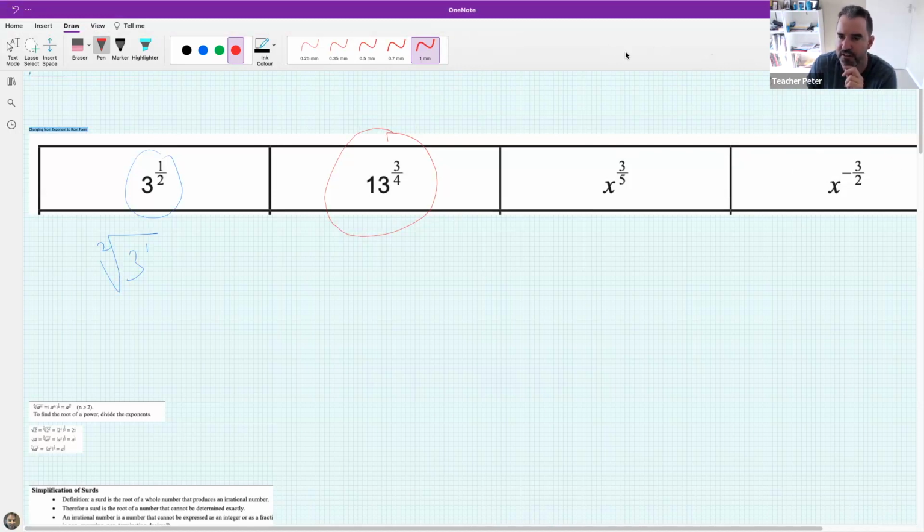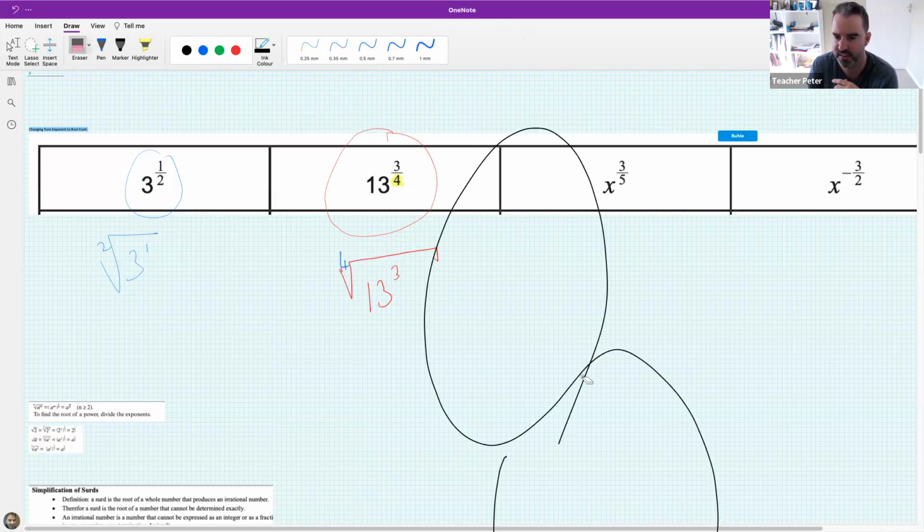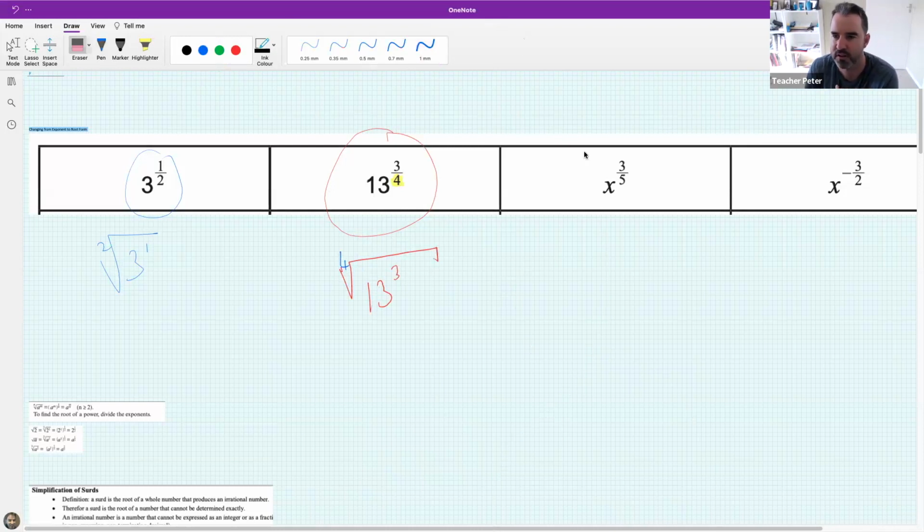So who feels like they can do this one? Or put a tip in the chat. I think there's something important about this 4 number over here. Where does it need to go? I think for this one, what I need to do is put that like that, and then where does the 4 go? The 4 actually goes outside. Yep, exactly.